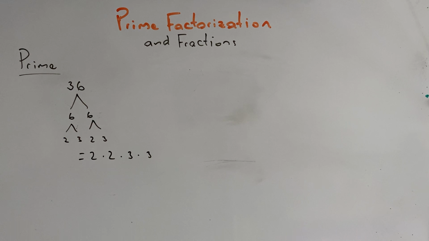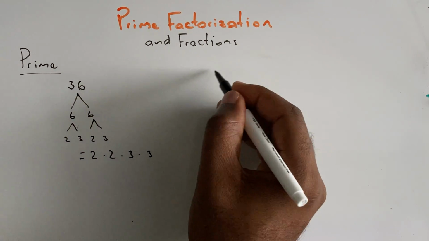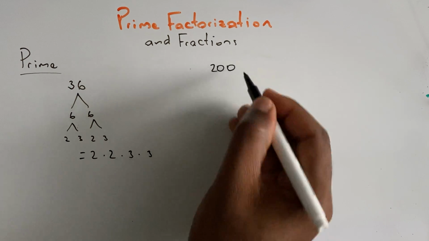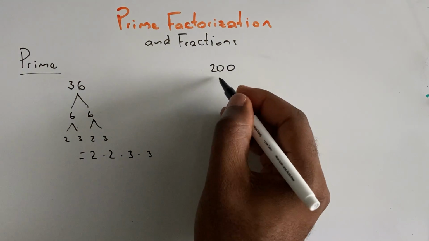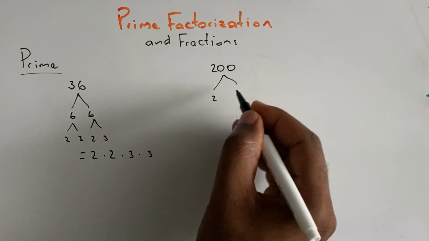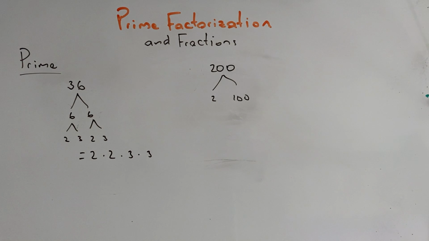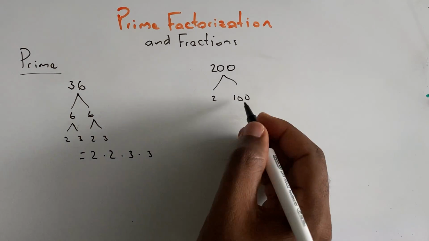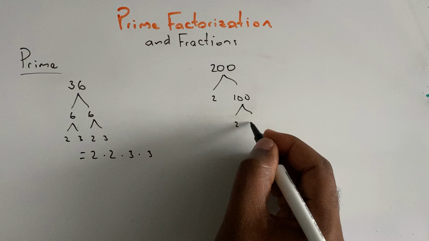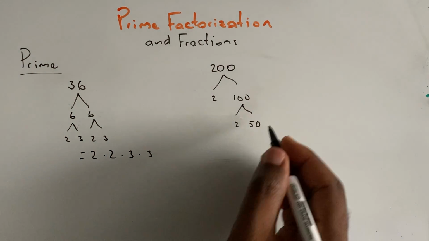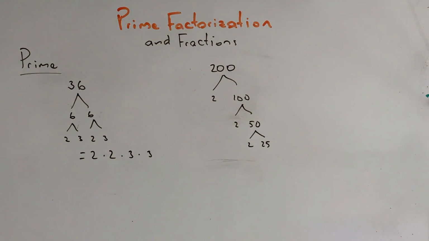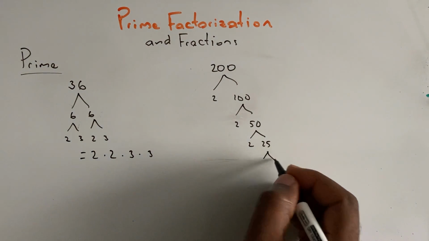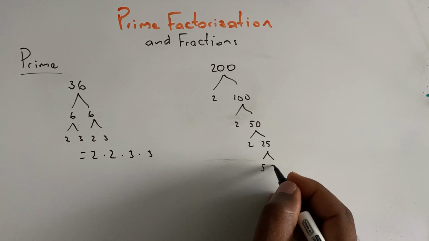All right, then let's try another one, like 200, for example, okay? So if we had 200, what would you do? You could go as low as 2 times 100, okay? This is fine. Then you keep moving. Now, again, 2 times 50 to give you 100. Then you break 50 down into 2 times 25. Then 25 into 5 times 5.